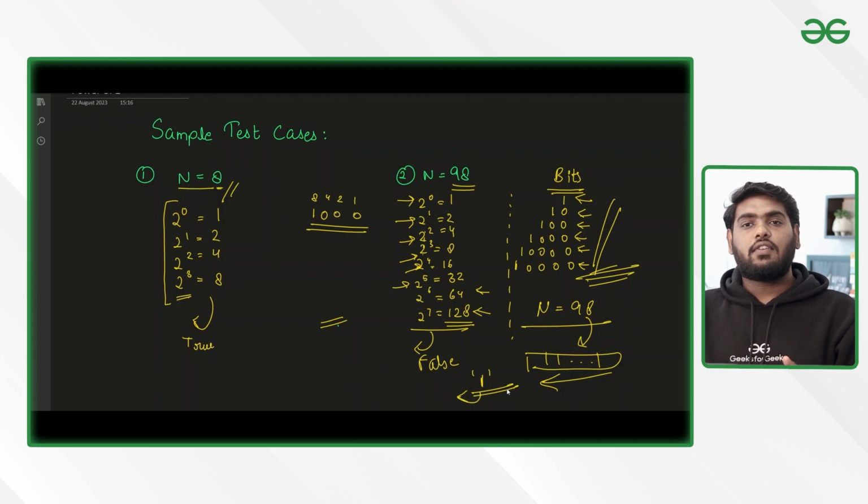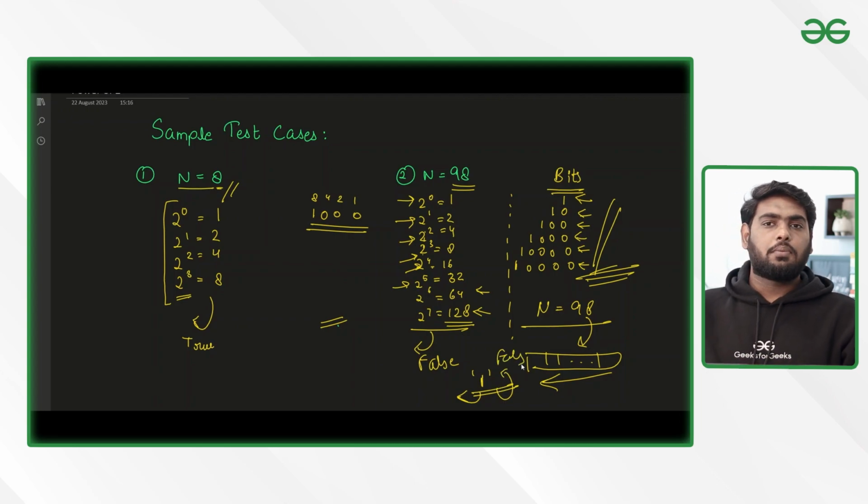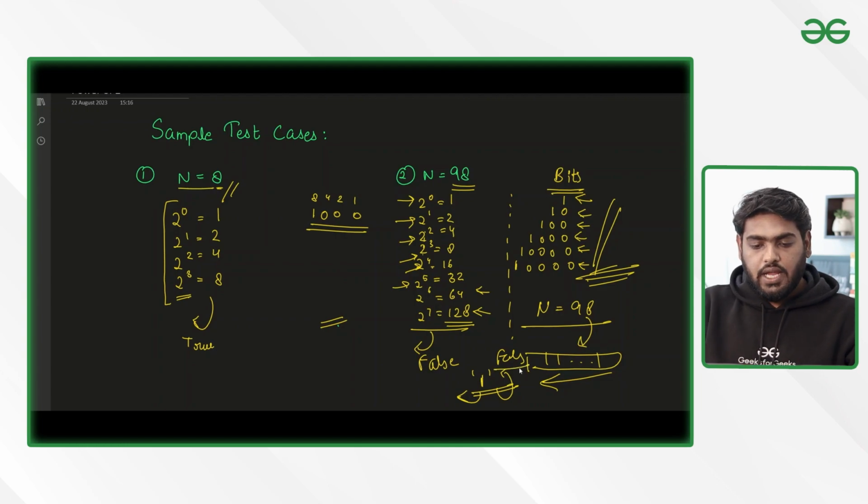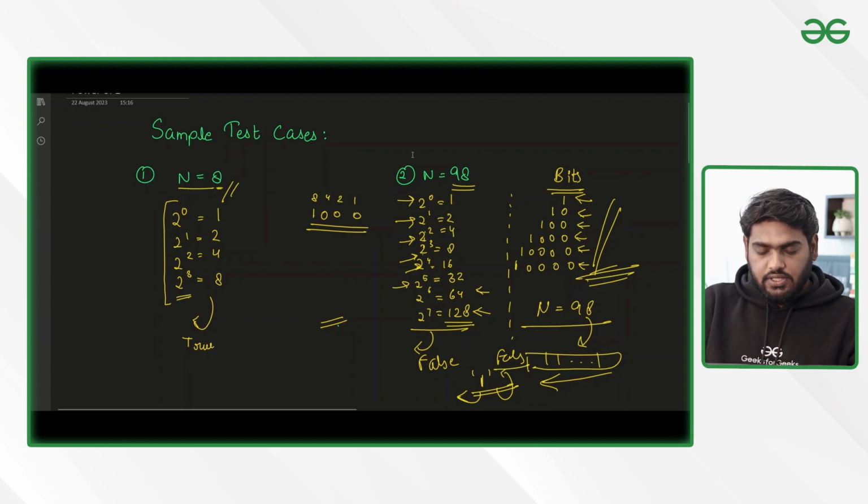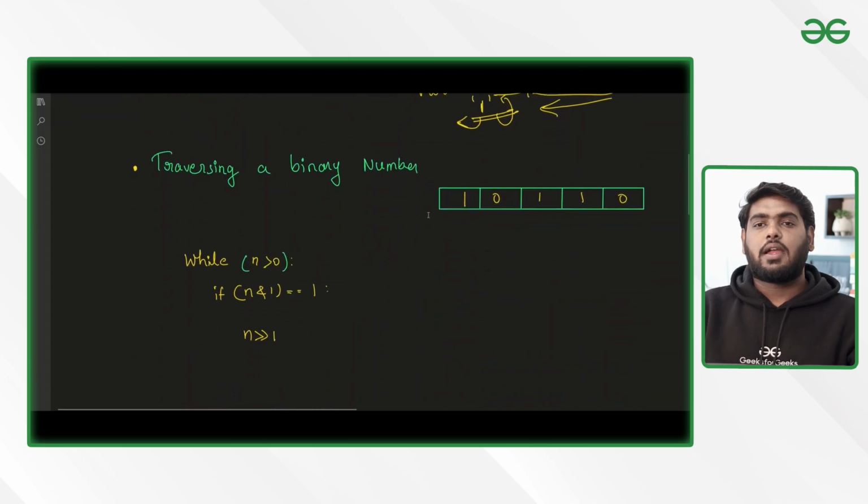If it has more than one set bit, that means it is not a power of 2, correct? And in that case, we can return false. Pretty simple. But how are we going to do that? For that, let me first tell you how you can actually traverse a binary number.